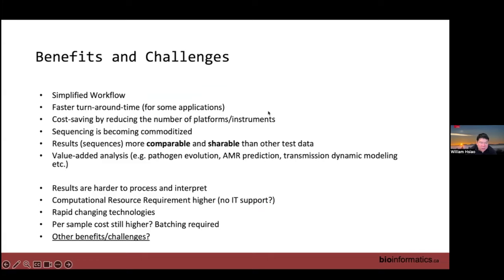There are some benefits and challenges associated with this process. One is that it's a much more simplified workflow than if you have to use different assays for different samples. It's also a relatively fast turnaround time, and it's only getting better as sequencing time continues to be reduced, and a lot of the effort now is trying to reduce the upstream sample processing turnaround. The reason why we're here is to reduce the turnaround time for the analysis of the sequence data. This could result in cost savings by reducing the number of platforms or instruments you have in the lab. And sequencing indeed has become commoditized. You can send your samples or DNA extract to a company and they'll sequence it for you.